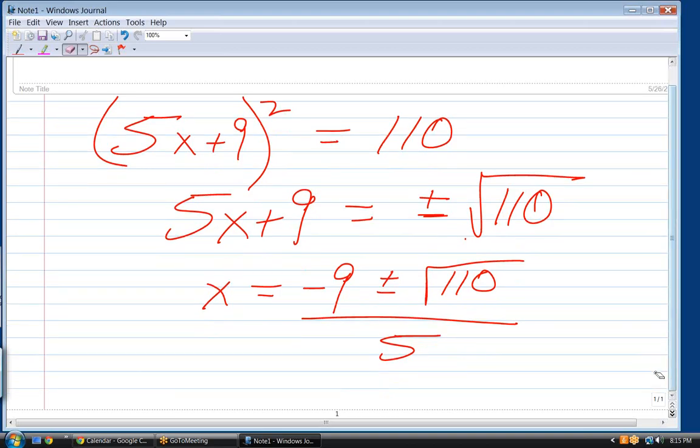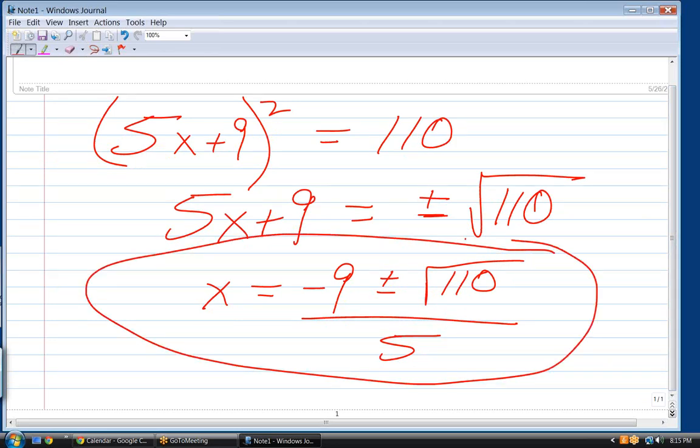And it's worth stating that this means that the first solution I use the plus sign, the second solution I use the minus sign. So the first solution would be minus 9 plus root 110 over 5. The other solution is going to be minus 9 minus root 110 over 5. That's what that plus minus means. You have two solutions. One has plus, the other is the minus.